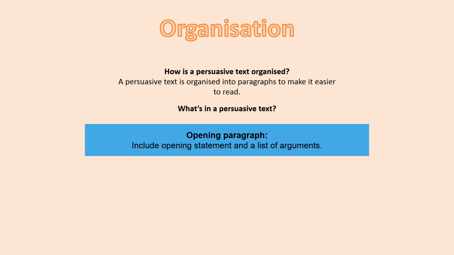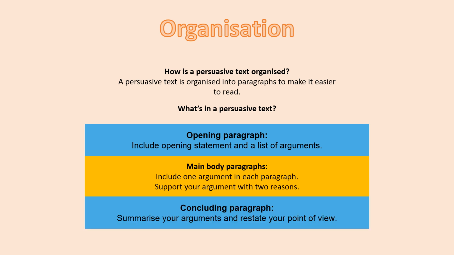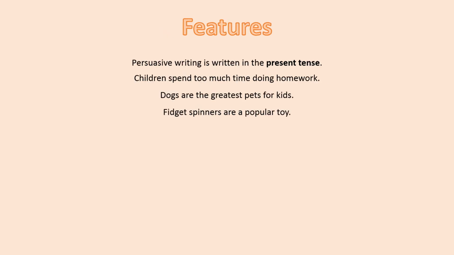What's in a persuasive text? An opening paragraph including opening statements and a list of arguments. The main body paragraphs, so approximately one argument in each paragraph, and you can support your argument with 2 reasons, and a concluding paragraph to summarize your argument and restate your point of view.